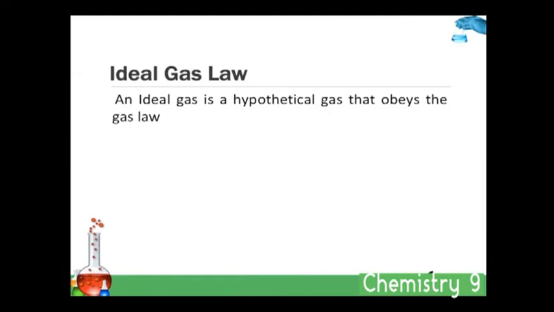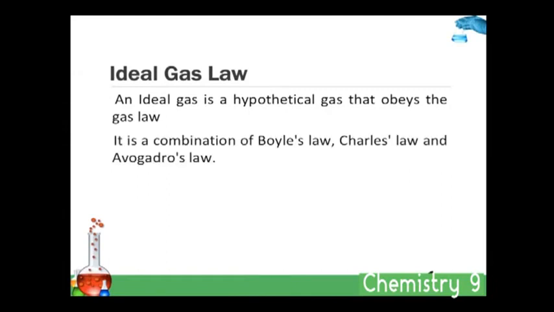An ideal gas is a hypothetical gas that obeys the gas laws. It is a combination of Boyle's law, Charles's law, and Avogadro's law, where R is the gas constant. So pressure times volume is equal to the number of moles times the gas constant times temperature.